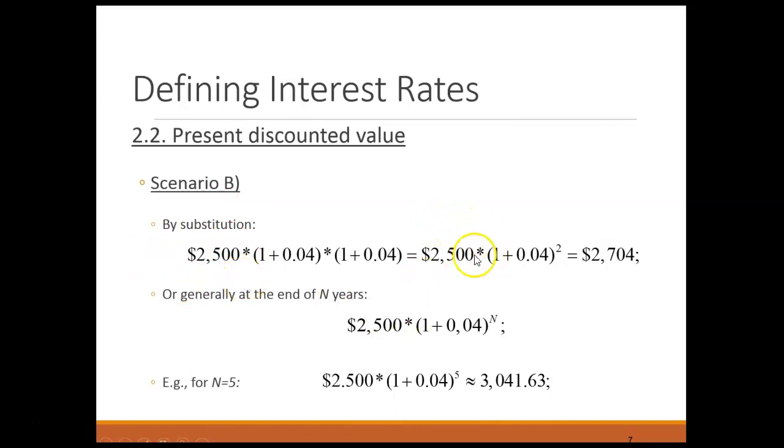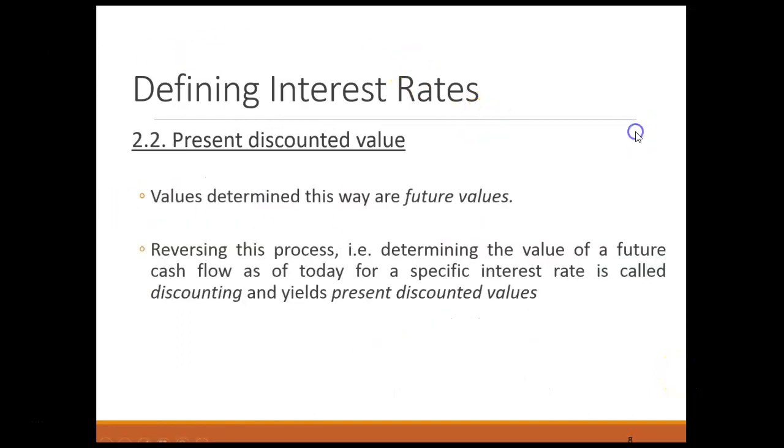It's simply $2,500 times 1 plus the interest rate of 0.04 squared. And that I can generalize out to any number of n years. The future value of $2,500 invested at 4% n years from now is equal to 2,500 times 1 plus 0.04, this should be a point, not a comma, to the power of n. So for 5 years, for instance, $2,500 times 1 plus 0.04 to the power of 5 is roughly $3,040. So that's what you would owe after 5 years from today.